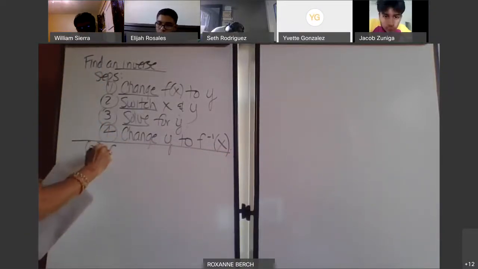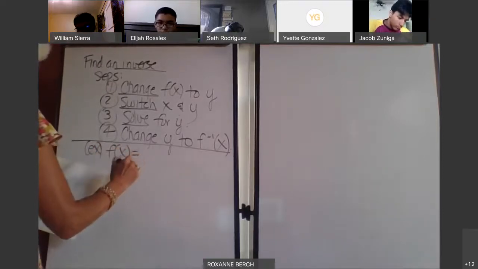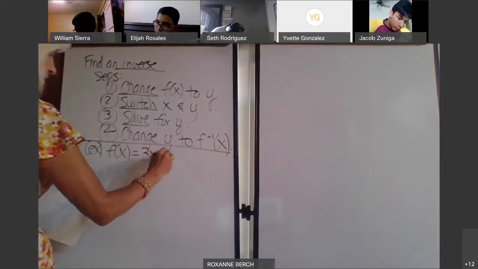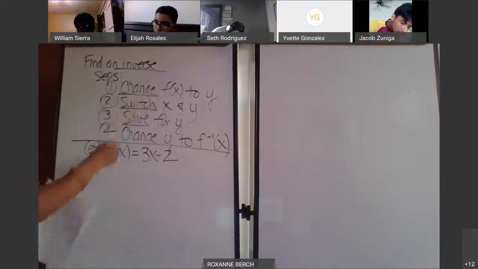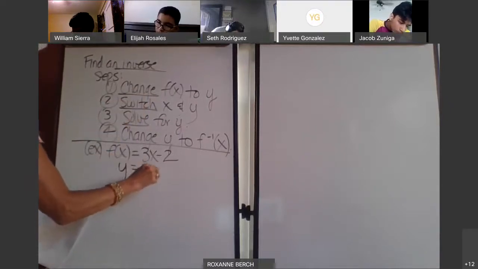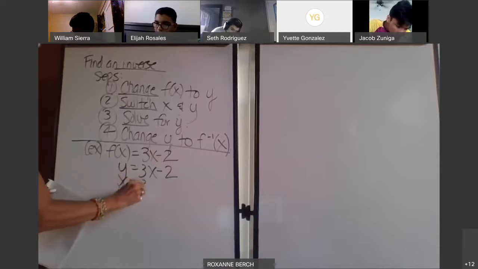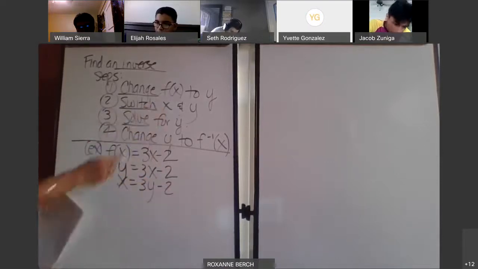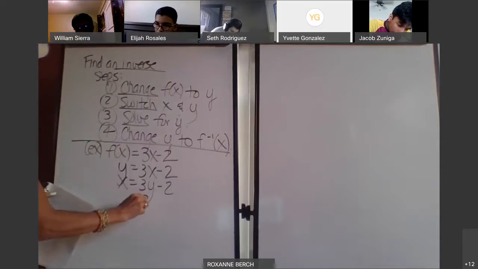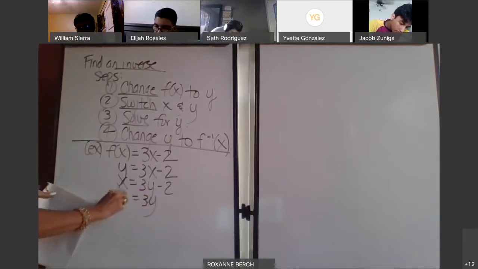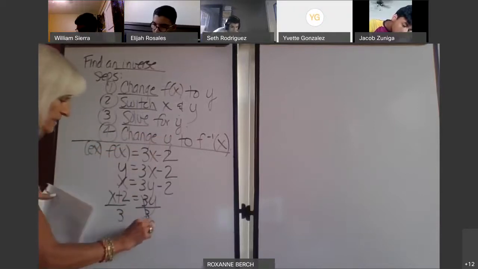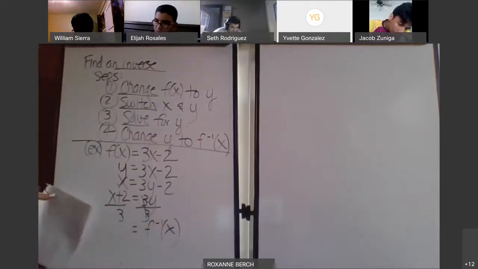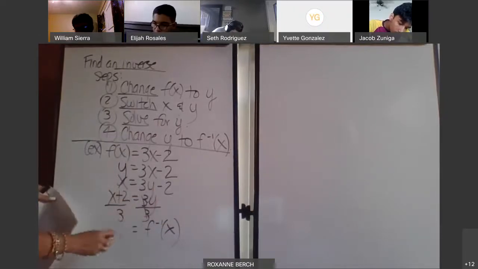So here's the first problem. It is linear. It's f of x is 3x minus 2. So we want to find the inverse. So change f of x to y, switch x and y, solve for y, so add 2 to both sides. When you add 2, you get x plus 2, and you're going to divide both sides by 3. So the last step is change y to f inverse of x, the special notation. It's just saying that it's an inverse function.